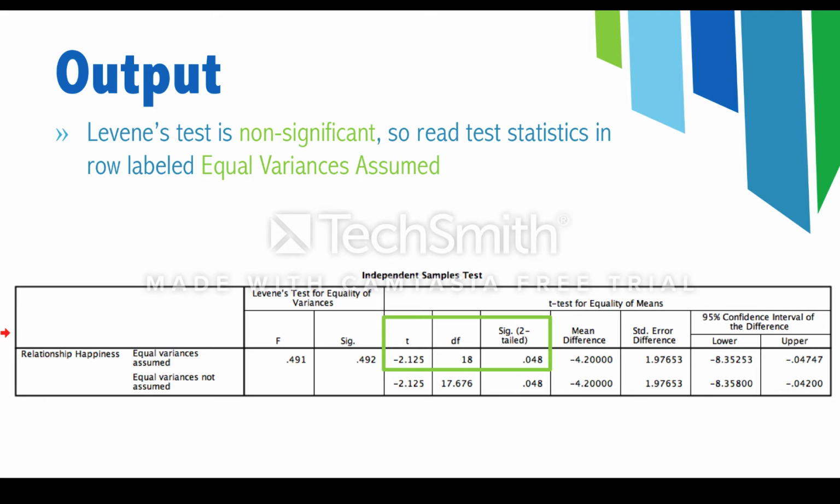If your p-value is less than 0.05, this means your mean difference between the two groups is statistically significant. Alternatively, if p is greater than 0.05, you do not have a statistically significant mean difference between your two groups. So in this example, p equals 0.048. Therefore, it can be concluded that the book readers have statistically significant different relationship happiness scores.